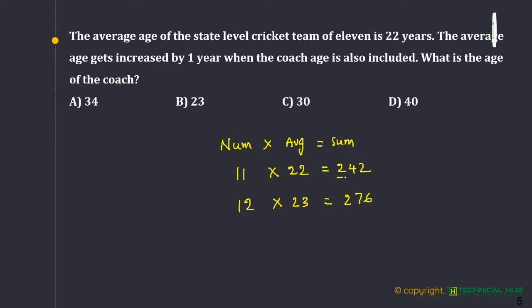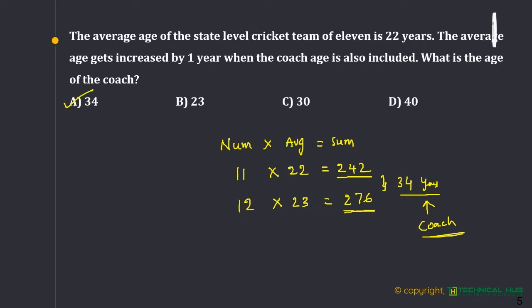Earlier the total age of 11 members is 242. After the coach is added into the team, the total age of 12 members is 276. So what is the difference here? 34. So 34 years is the difference. So I can say that this 34 years is the age of the coach here. Understand? That is what we have to find. The age of the coach is 34 years.